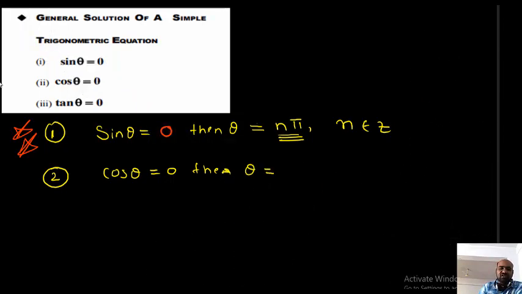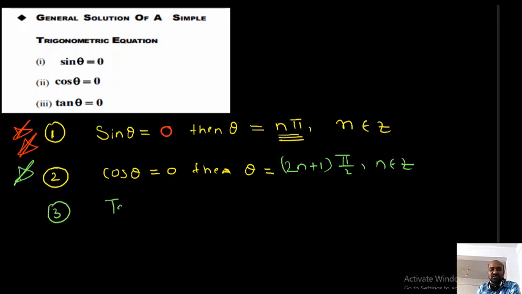Cos theta equal to 0. Then what is theta? It is (2n plus 1) into pi by 2, n belongs to Z. This you should remember, very, very important. Cos theta equal 0 means theta is (2n plus 1) into pi by 2. Sin theta equal 0, what is theta? n pi.